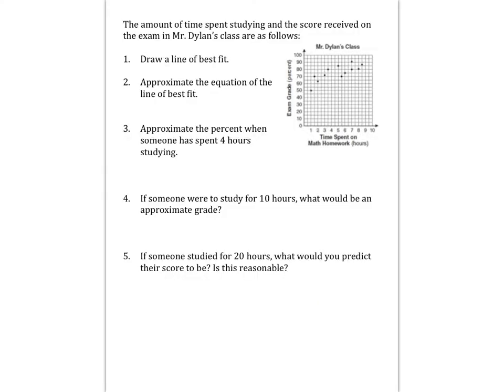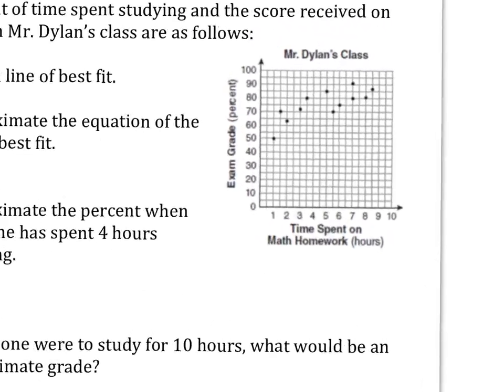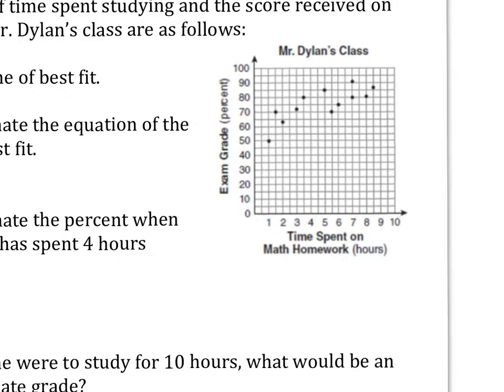Okay, let's look at applying a line of best fit and approximating the equation for the line of best fit. The amount of time spent studying and the score received on the exam in Mr. Dillon's class are as follows. If we look at this graph here, that's how we can see the amount of time studying versus the score with this scatter plot right here.